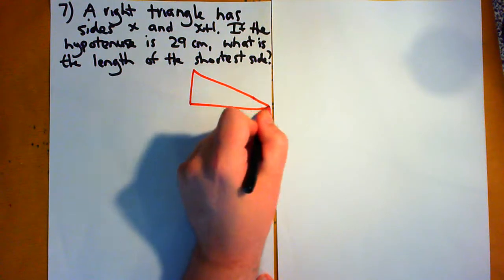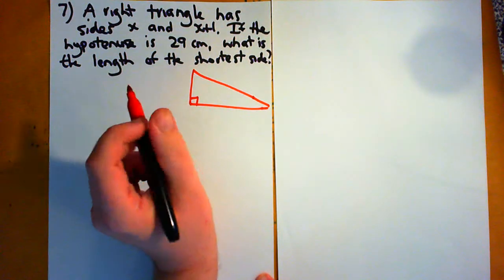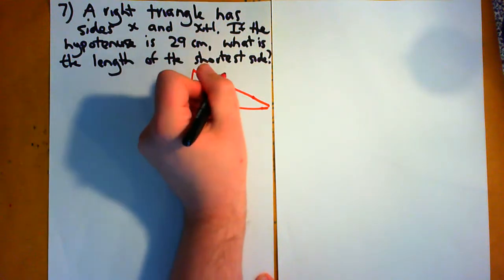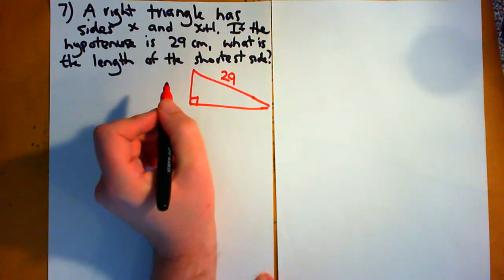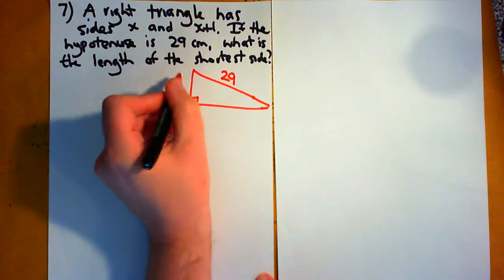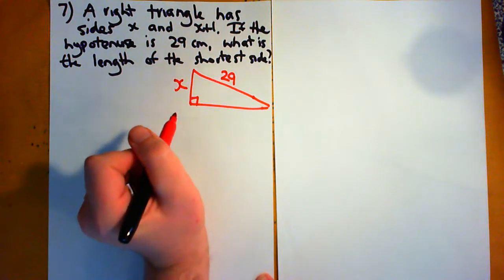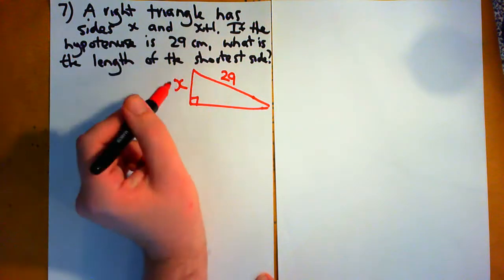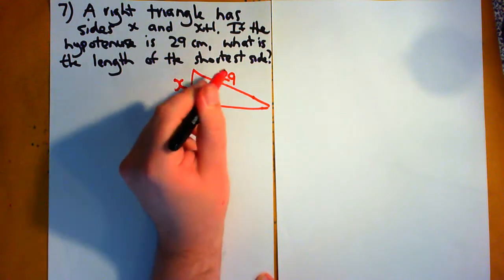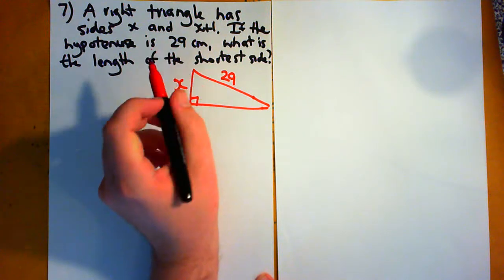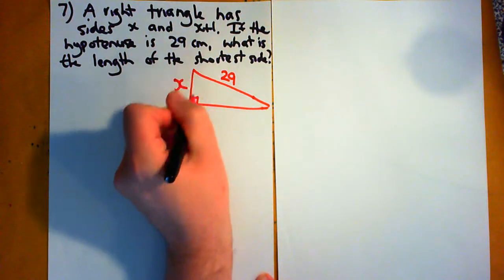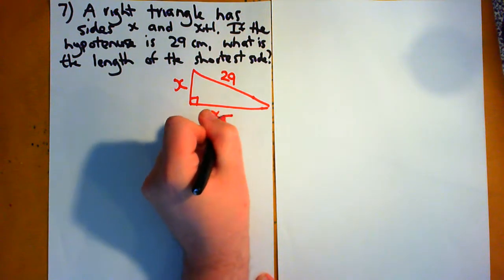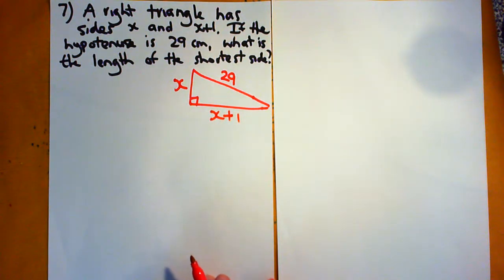So we have a right triangle, so that's a 90-degree angle there. The hypotenuse is the longest side, which is 29 centimetres. So the shorter side, which will be x, which is what we want to find, and we're told that the other side is x plus 1. The units of this question are in centimetres, so this side is 1 centimetre longer than this side. So this is x and this is 1 more centimetre long.